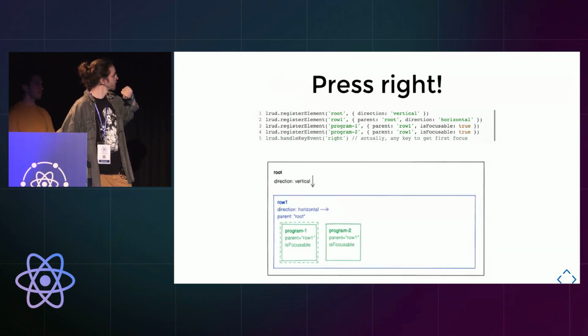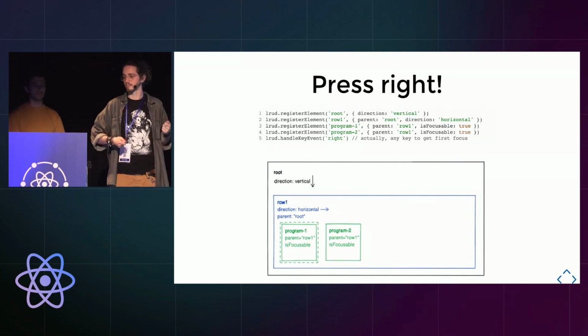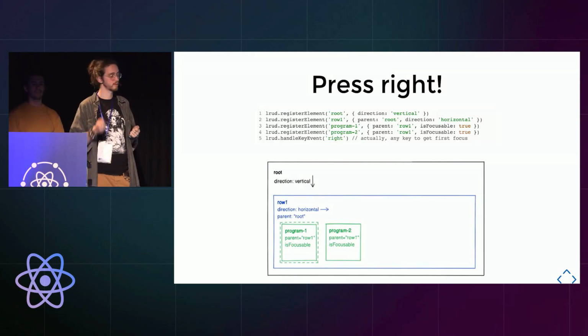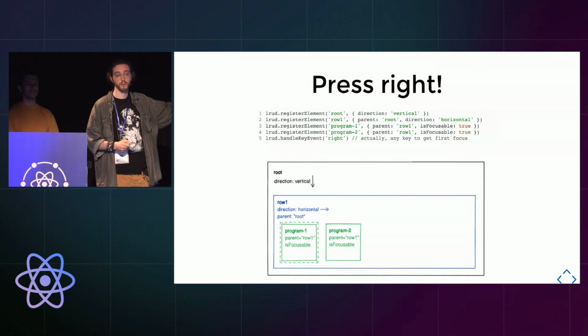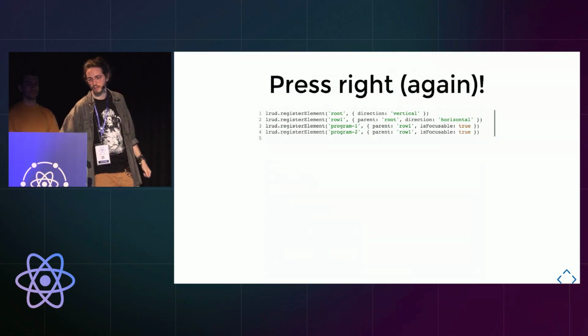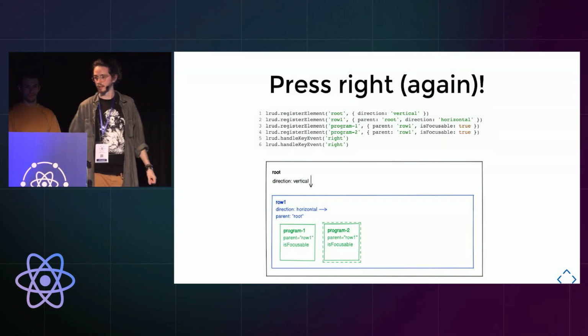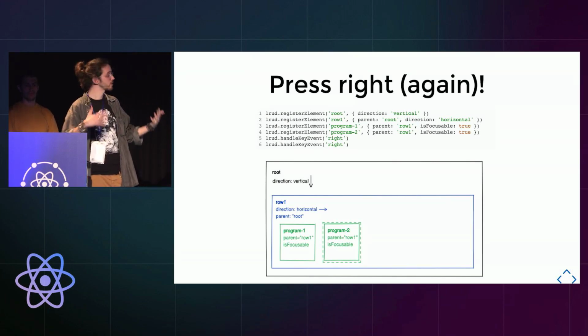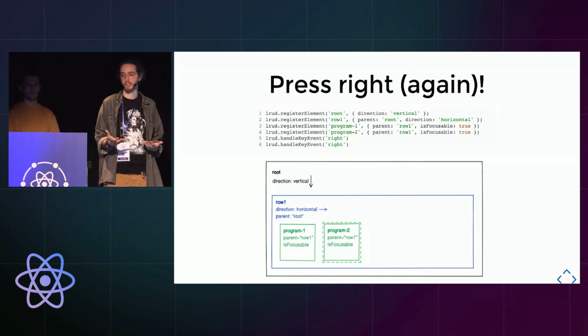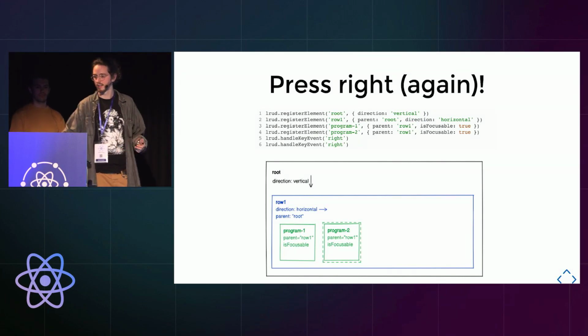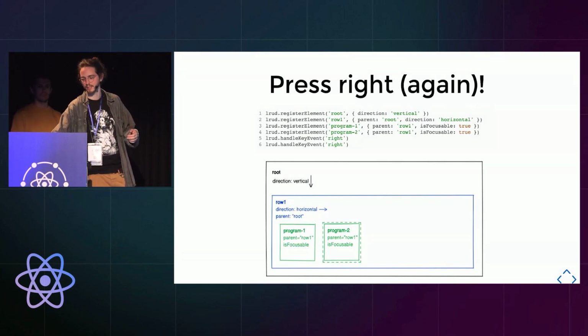And now we can send key events. So Lrud.handleKeyEvent, right, we'll get the focus on the first element. If I do right again, we'll get the focus on the second element. And that's it. Now we have the engine for our spatial navigation, all handled by Lrud. Mathieu will show you how we can plug this to React.